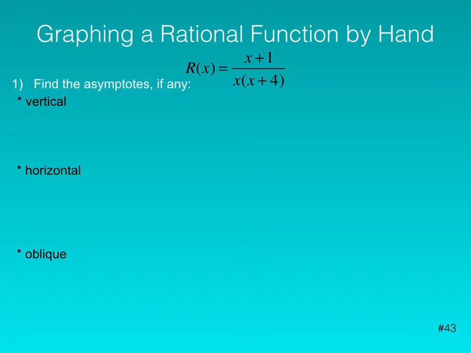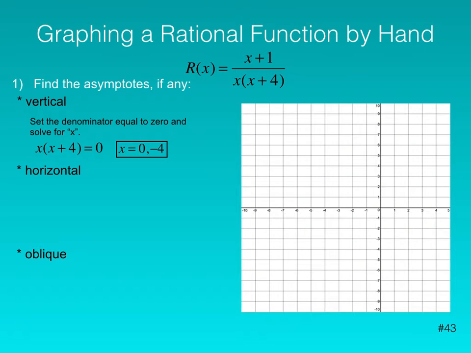We are asked to sketch r of x equals x plus 1 over x times x plus 4 by hand. This is a rational function because it's written as a fraction. The numerator is a polynomial of degree 1. The denominator is a polynomial of degree 2. To find my vertical asymptotes, I set my denominator equal to 0 and I solve for x. What's nice is this denominator is already in factored form, so I can simply apply the zero product property. And I get two vertical asymptotes at x equals 0 and x equals negative 4.